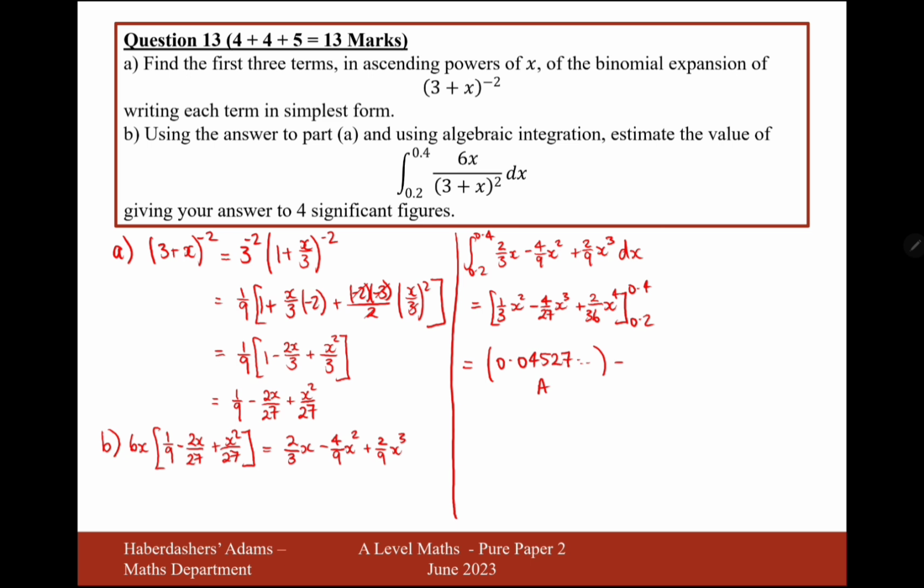And then I'm going to go back and substitute 0.2 in, which gives an answer of 0.012237... I'm going to store that as B in my calculator. And then I'm going to do A minus B, which gives, let's write as a fraction first, 223 over 6750. But to 4 significant figures, it's 0.03304 to 4 significant figures.